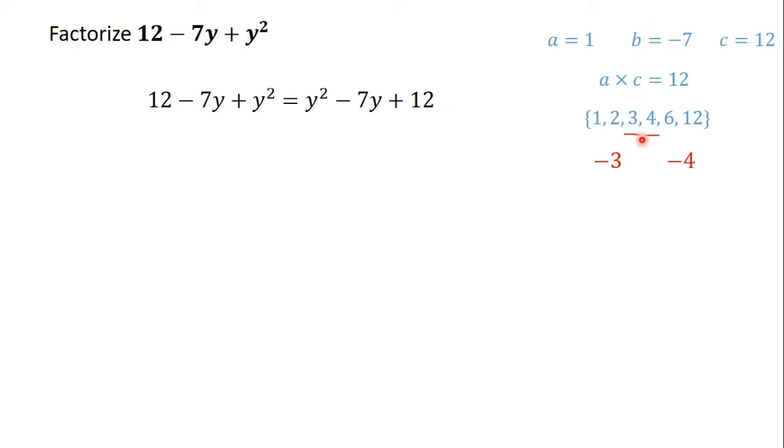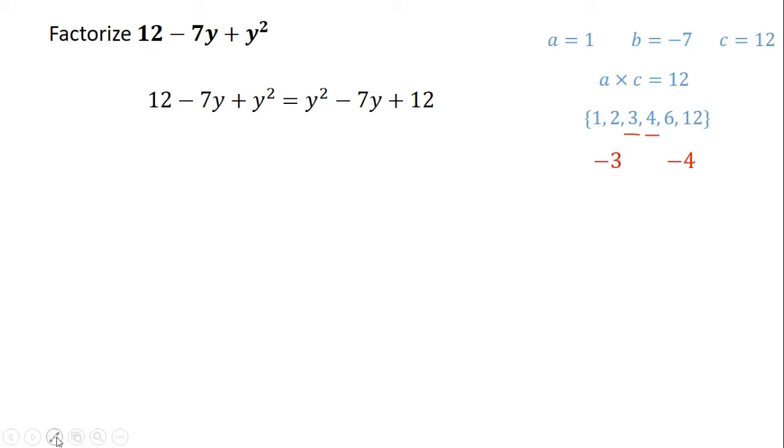So it means that here, to get those two numbers, you have to negate 3 and 4. So the two numbers we are looking for are negative 3 and negative 4. Sometimes after finding the numbers from the set, you have to do some small adjustment to them such that they will fit both conditions. That is, when you add them, you get B, and when you multiply them, you get A times C. So our two numbers are negative 3 and negative 4.